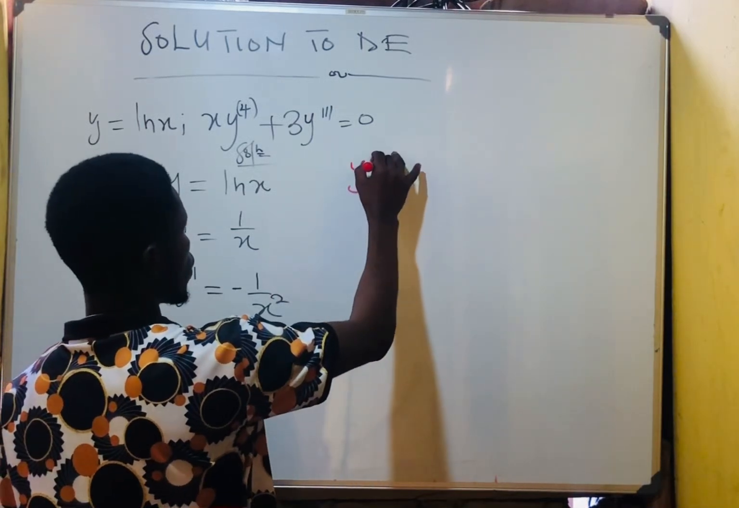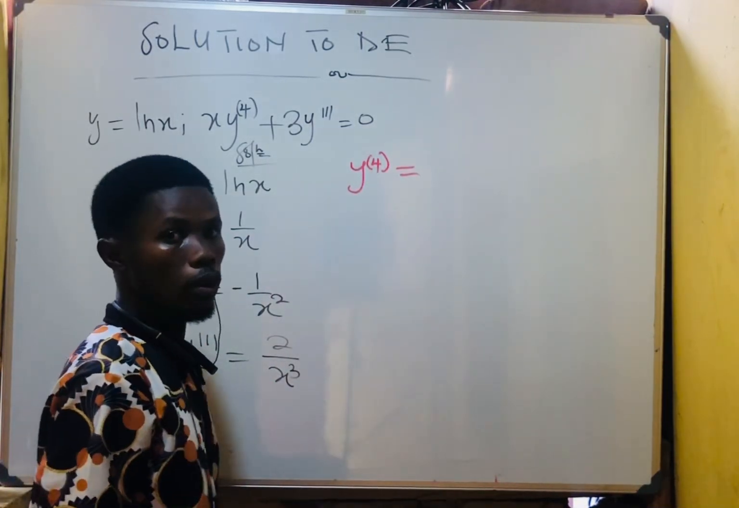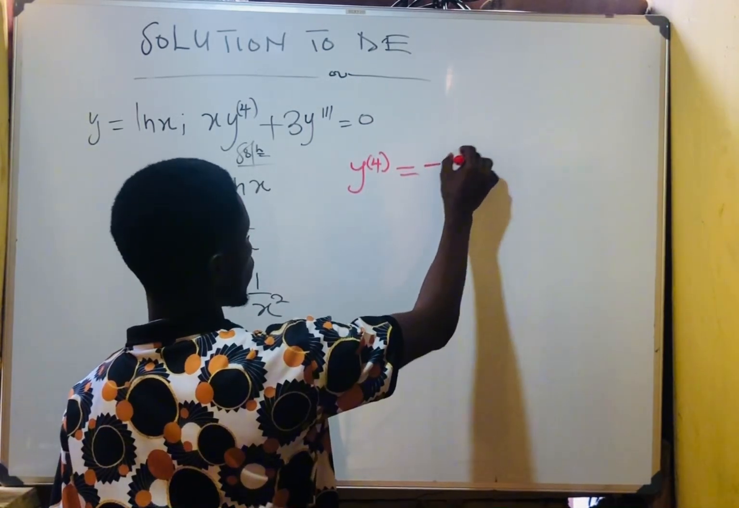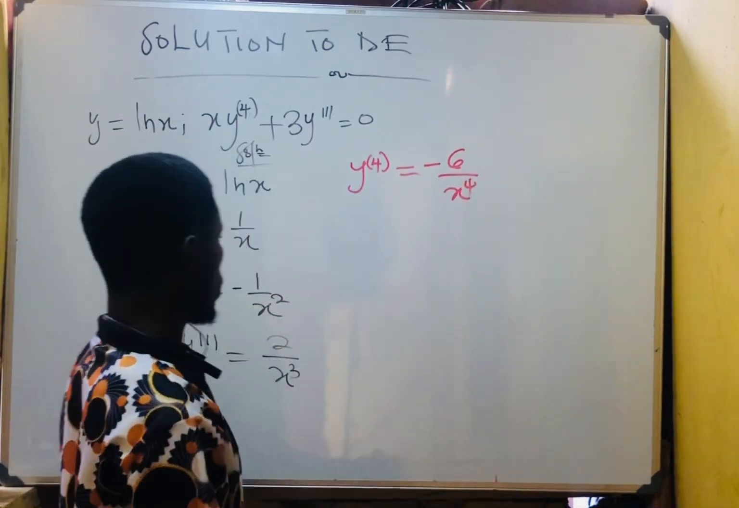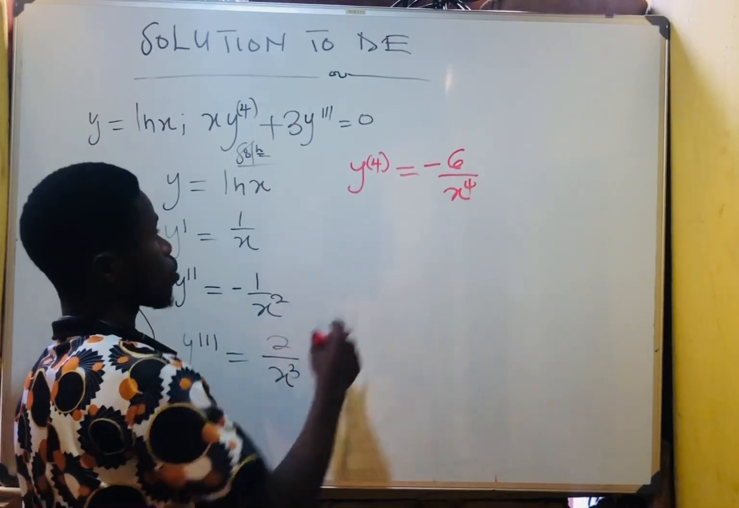So that's the fourth derivative. For the fourth derivative, you are going to have negative 6 over x to the power 4. So this one, you just have to use the same procedure that I used. That's what you're going to use to get this one.